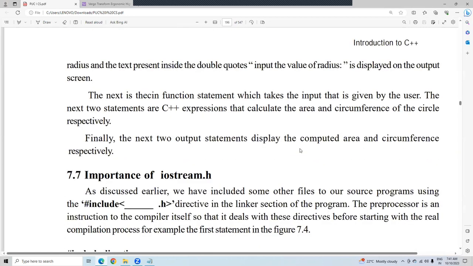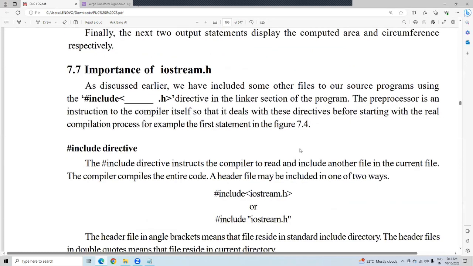And then, the importance of iostream.h. This is called a preprocessor directive. It's not only about iostream. All preprocessor directives start with hash include only, in lowercase, and they are always enclosed inside angular brackets. Inside that, there is some standard, predefined name. Then dot h says it's a header file.